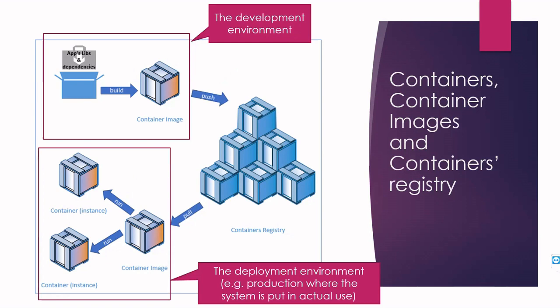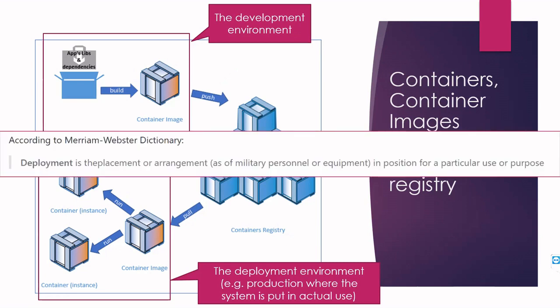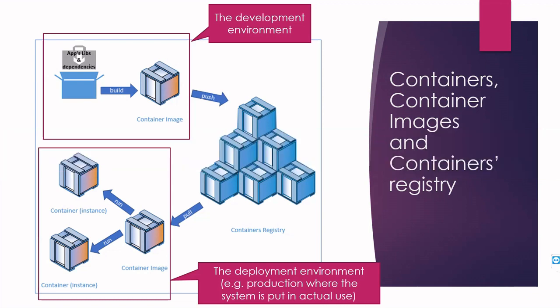Now let's go through the process. First of all, we are assuming we have two different environments here. This would be the development environment, and this would be the deployment environment. It could be production, testing. The term deployment means moving or reorganizing something from one place to another. That's the English word, and we use it often in software to represent moving software into a different environment.